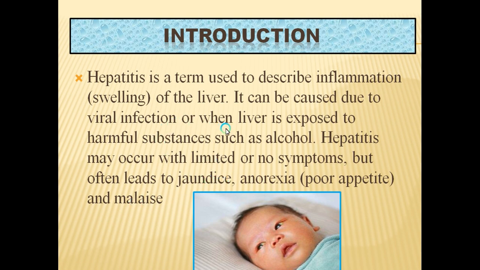So this is a short introduction about hepatitis, where we learn that there will be swelling in the liver. Basically it is of a viral origin, or for adults, if they are exposed to alcohol, then hepatitis can occur, and hepatitis may be asymptomatic, or most often they have jaundice. Jaundice we have already studied 2-3 months before. I had talked to you about jaundice. So it leads to jaundice, and there will be poor appetite, and there will be malaise.